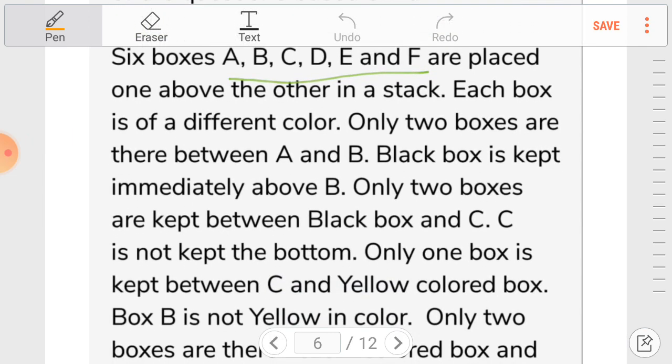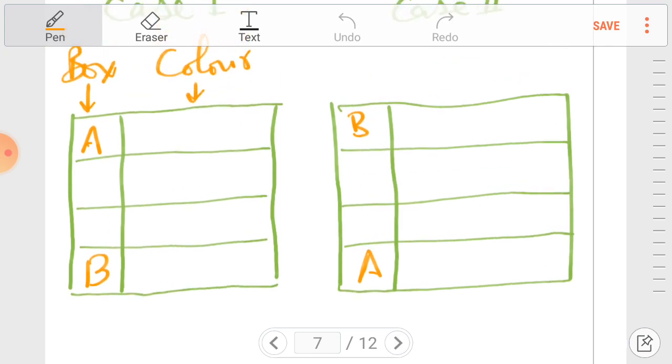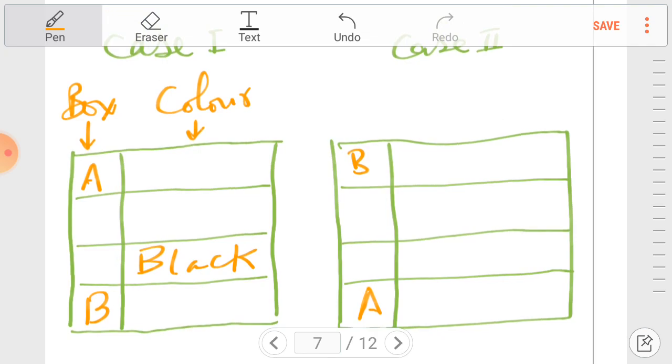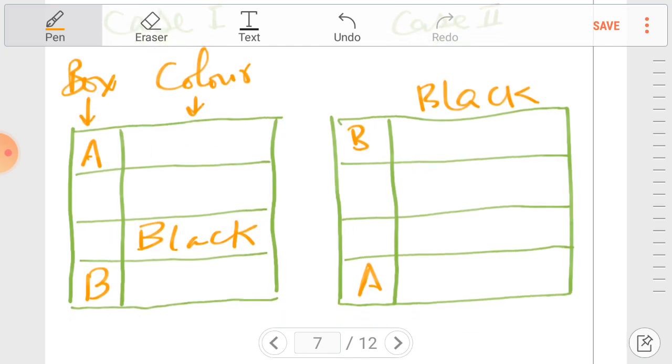In the next statement, the black box is kept immediately above B. So the black box is kept above B. In case 1 we can place black here, and in case 2 the black box is above B, so black will be placed here. Because there are 6 columns, we can place 2 columns above and downward according to the statement given.